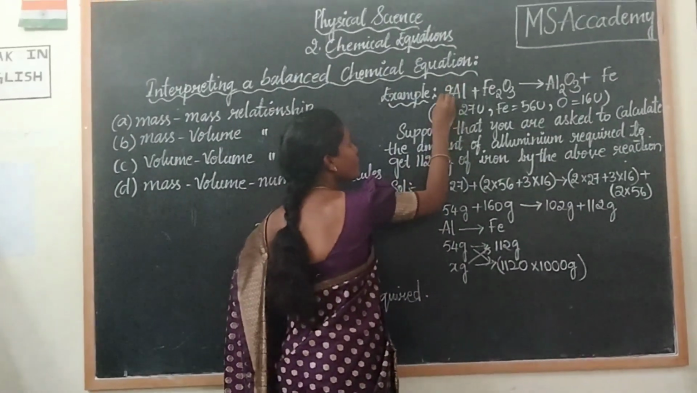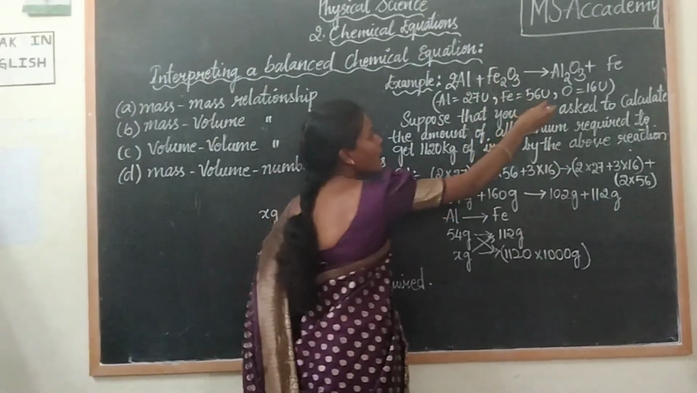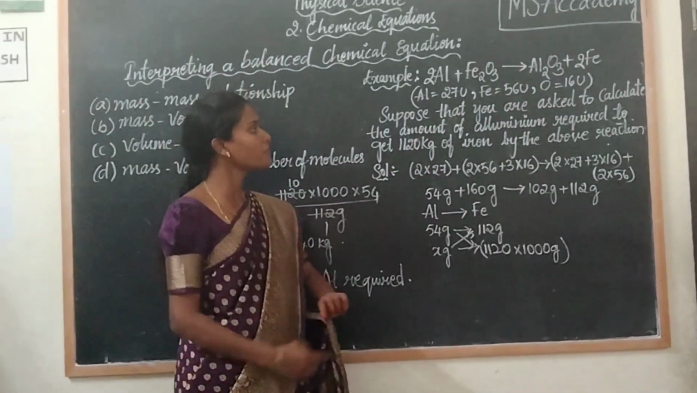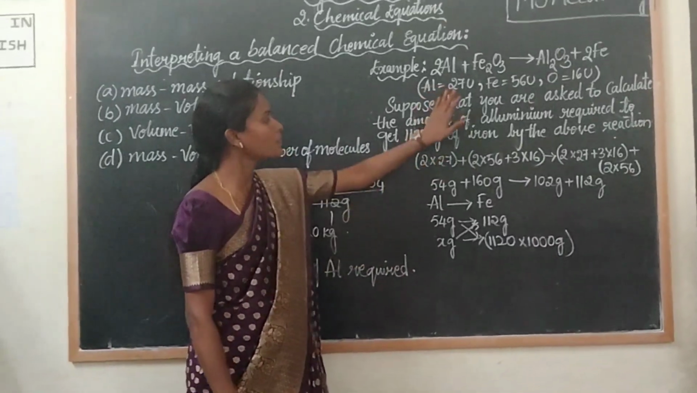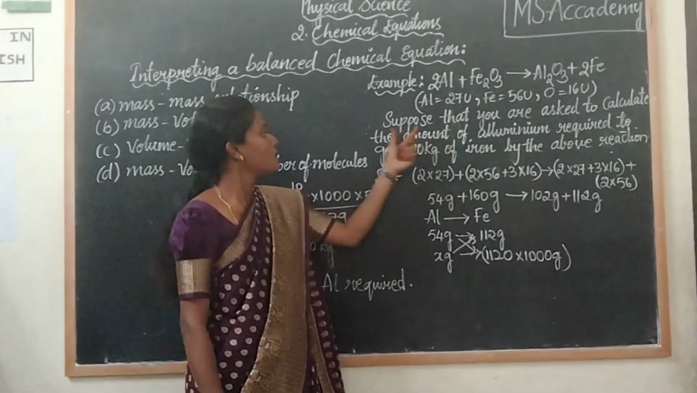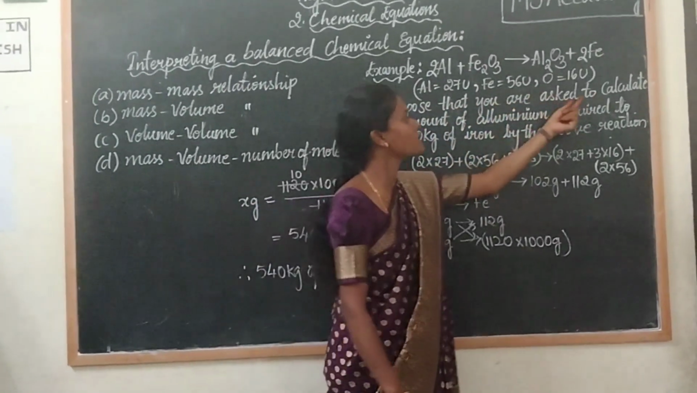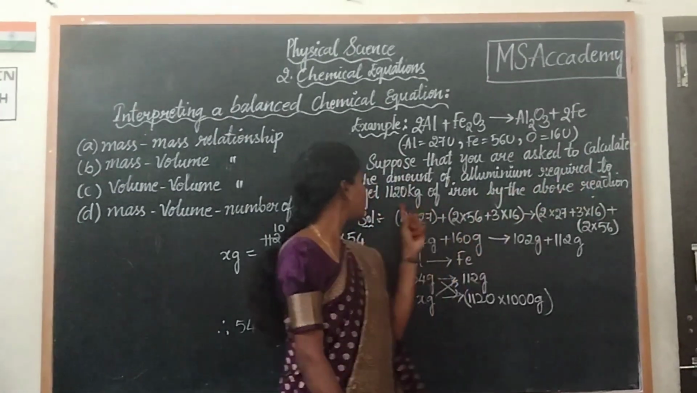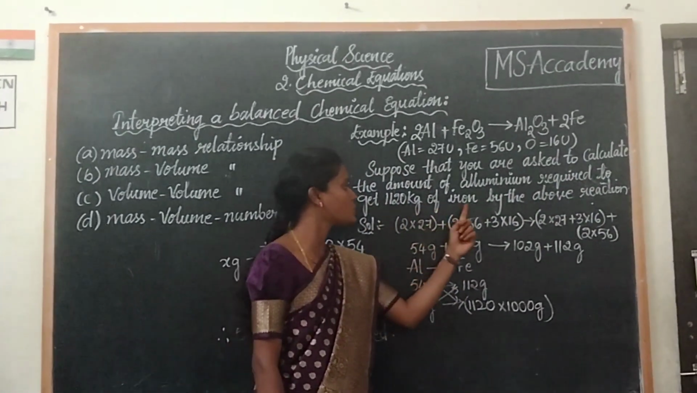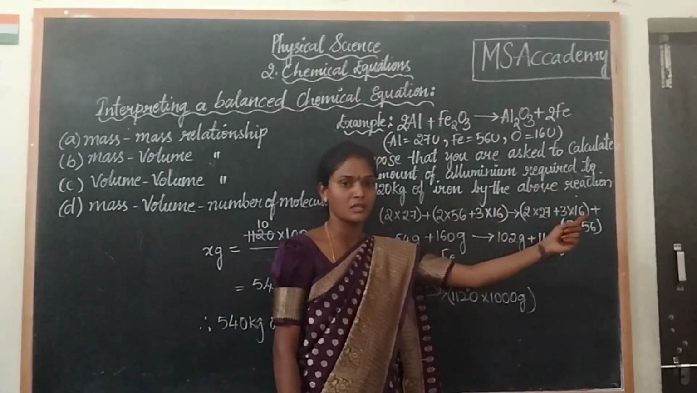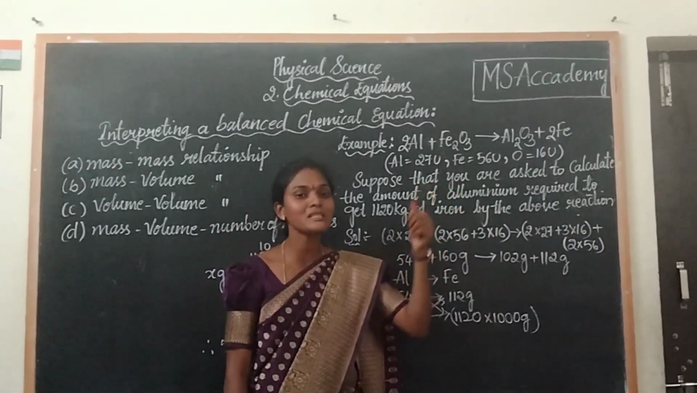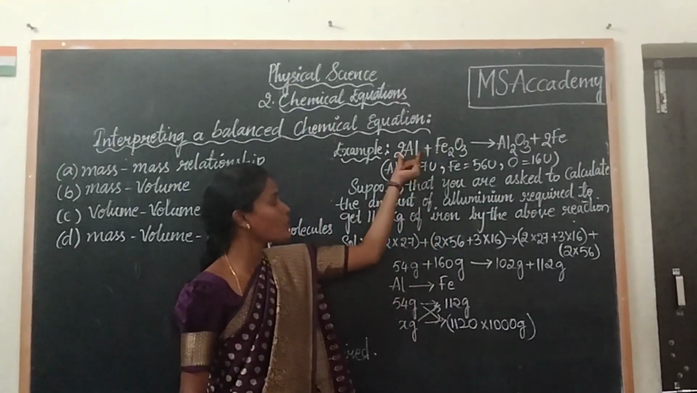By writing 2 over here for aluminium and writing 2 over here. Now, is this a balanced chemical equation? Yes. After balancing the chemical equation, let us read the question. Suppose that you are asked to calculate the amount of aluminium required to get 1120 kg of iron by the above reaction. What is being asked? How much aluminium is required?